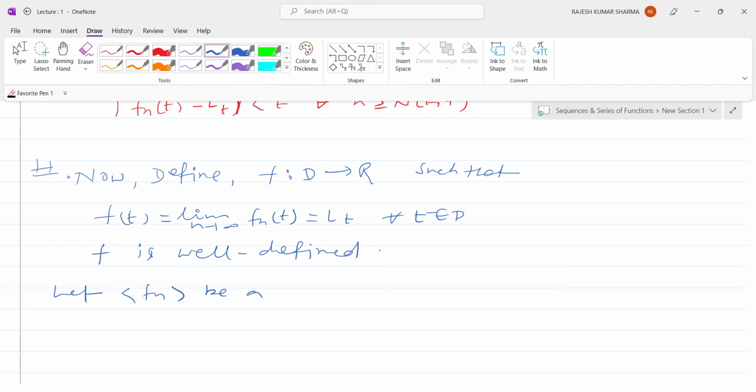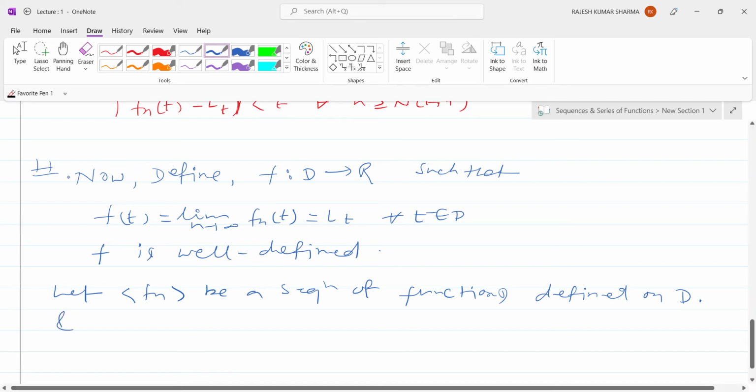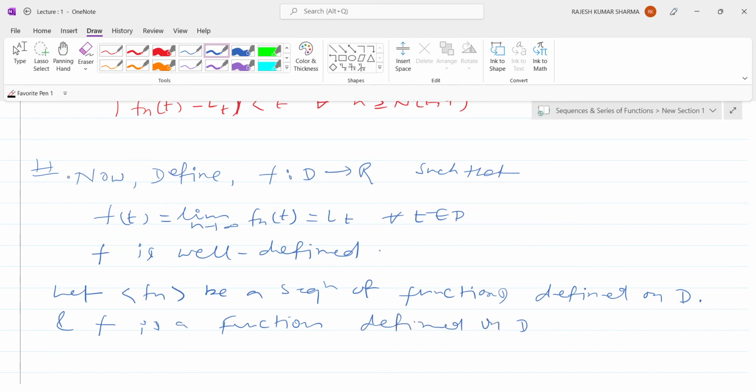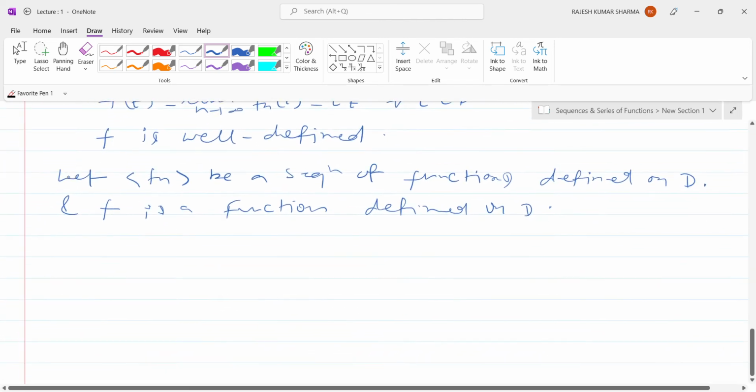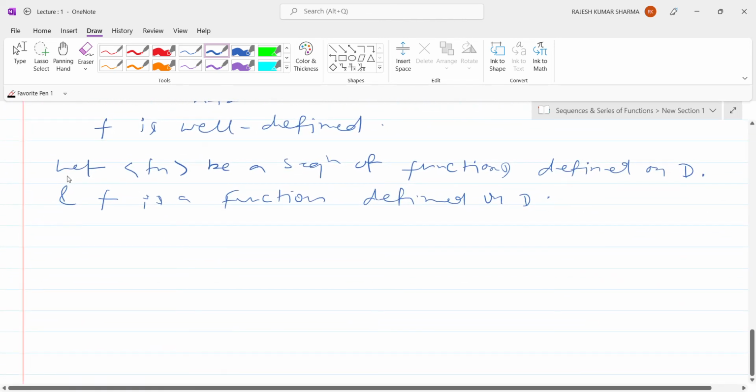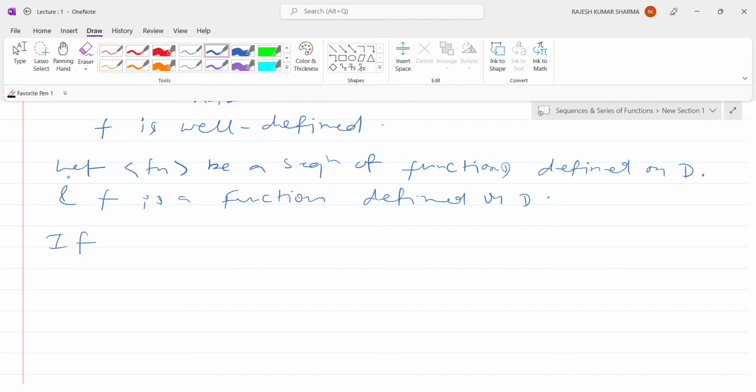Let fn be a sequence of functions defined on D, and f is a function defined on D. Now we want to define pointwise convergence.